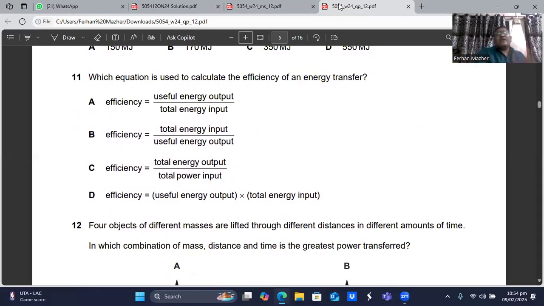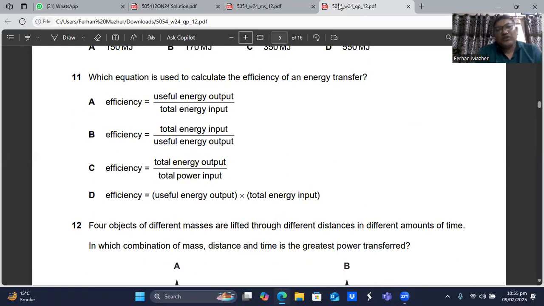So we have question number 11 coming up on your screen. Which equation is used to calculate the efficiency of an energy transfer? You know, the formula for the efficiency is useful output energy divided by the total input energy, or you can say useful output power divided by the total input power.